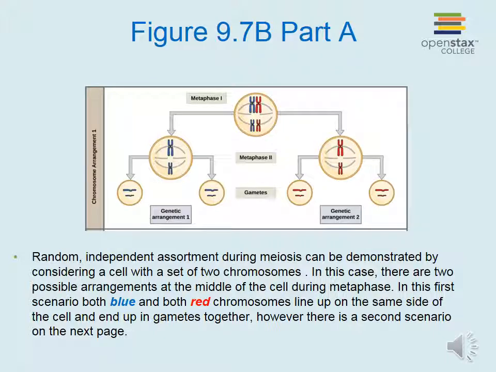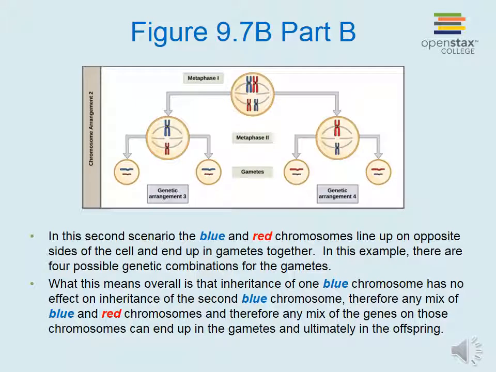Random or independent assortment during meiosis can be demonstrated by considering a cell with a set of 2 chromosomes. In this case, there are 2 possible arrangements at the middle of the cell during metaphase. In this first scenario, both blue and both red chromosomes line up on the same side of the cell and end up in the gametes together. However, there's a second scenario on the next page. In this second scenario, the blue and red chromosomes line up on opposite sides of the cell and end up in the gametes together. In this example, there are 4 possible genetic combinations for the gametes.